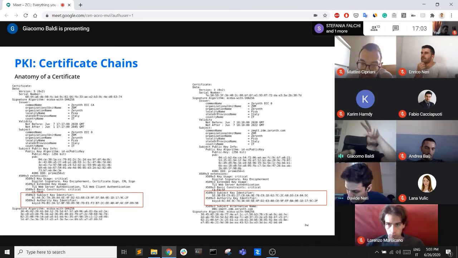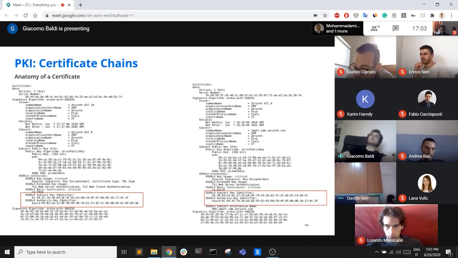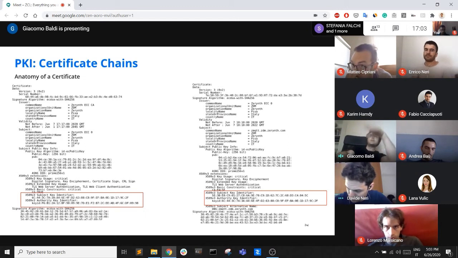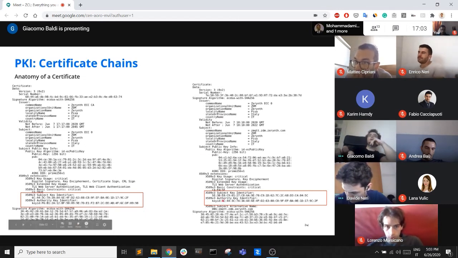Okay. This stuff here is just pointers. They are identifiers to reconstruct, to build the chain in an easier way. Otherwise, you have to go to the issuer and check a lot of things to build a chain. With this extension, you can easily identify keys. And as I showed you before, the authority is the subject, and then you can go back up the chain.